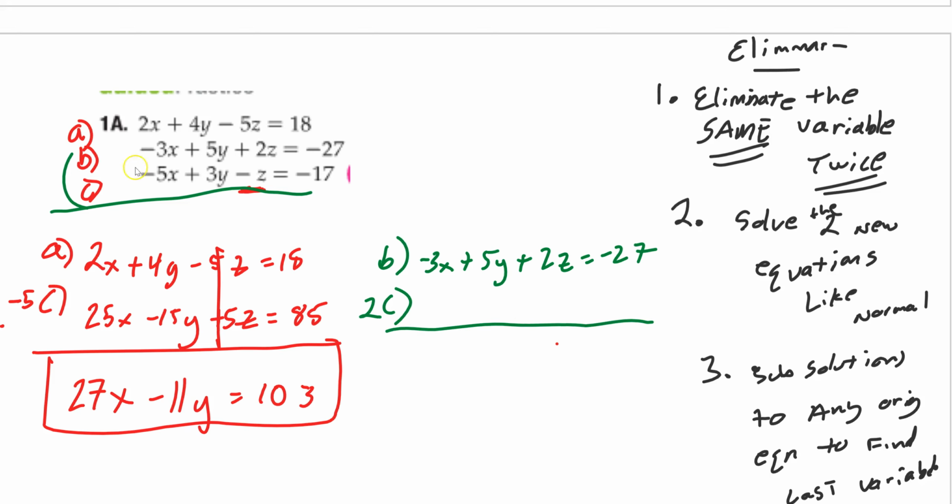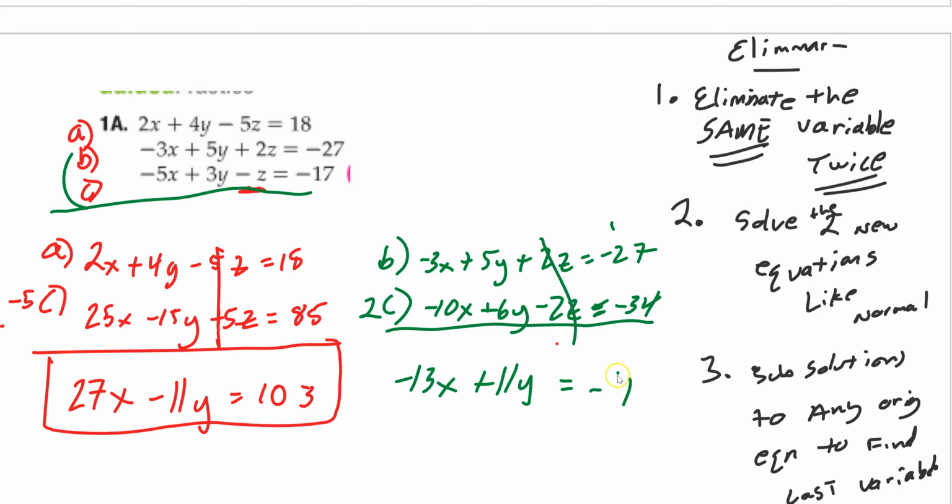And then I'm gonna multiply my c row by 2, so -10x, 6y, minus 2z, and -34. Again, so easy to make a small mistake. You have to really make sure you don't mess any little thing up. And we're gonna add. I get -13x plus 11y, those cancel, and I get -61. I think that's right. So that's my other new equation.